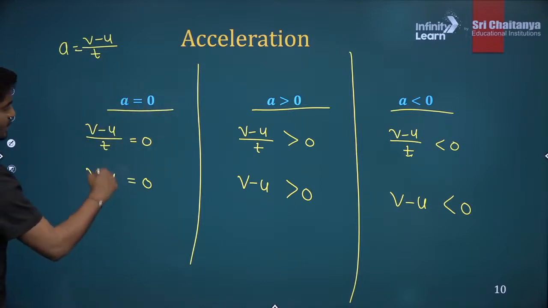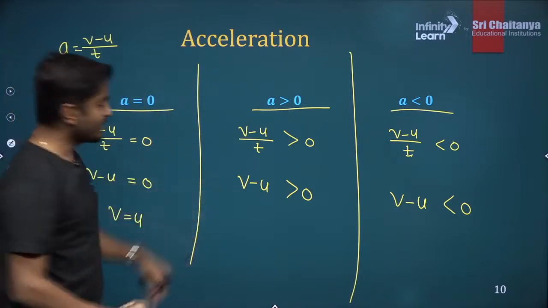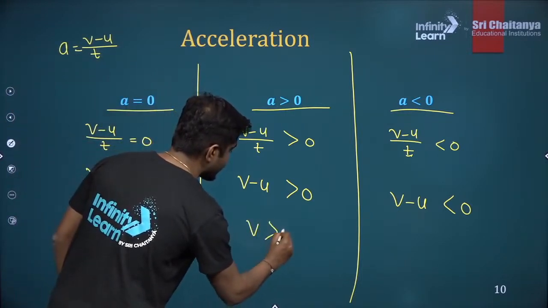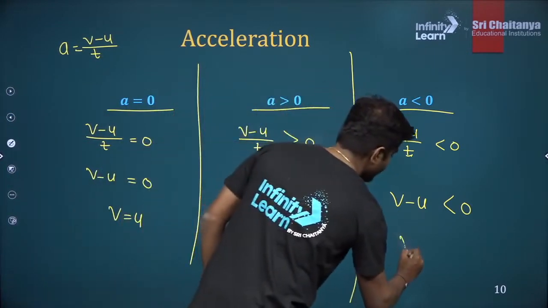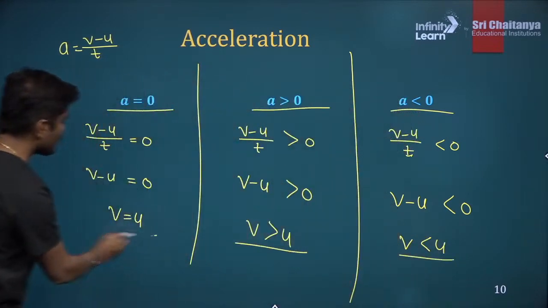So if you take the minus u to the other side, you will get v is equal to u. Here what will you get? v greater than u, and here v less than u. So now we got three different situations.